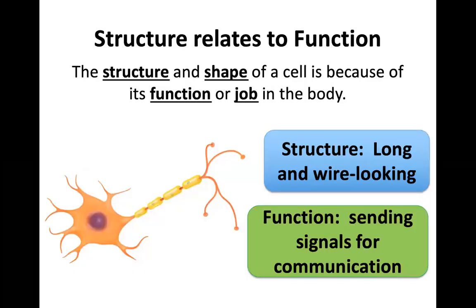And do all of them turn on at one time? No. So the structure and shape of a cell is because of its function or job. We said structure determines function. Therefore, they all look different and have different jobs. So what's this one? A nerve cell. Okay, so they're long and wire looking because they send signals.